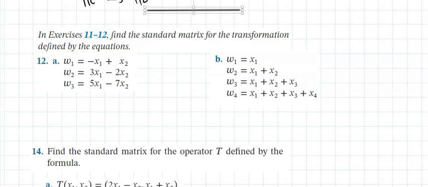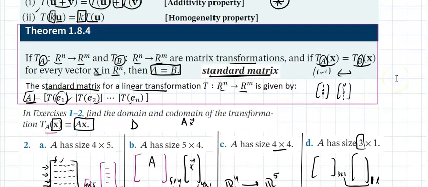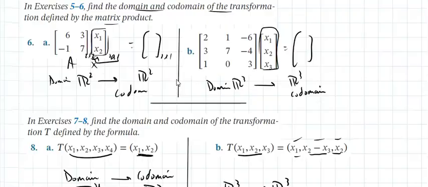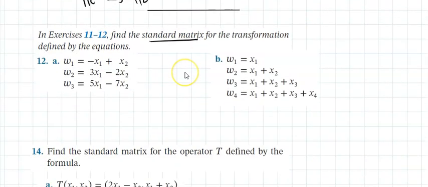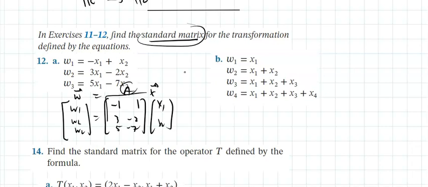Now we want to talk about the standard matrix. Let me remind you really quick what that is. A standard matrix is the matrix A that allows that transformation to happen. Basically, what do you multiply X with to get W, right? So here, if I'm looking at number 12, can't I say W1, W2, W3 equals negative 1, 1, 3, negative 2, 5, negative 7 times x1, x2? This is W equals AX, and we're looking for the standard matrix, which is A, and there it is.